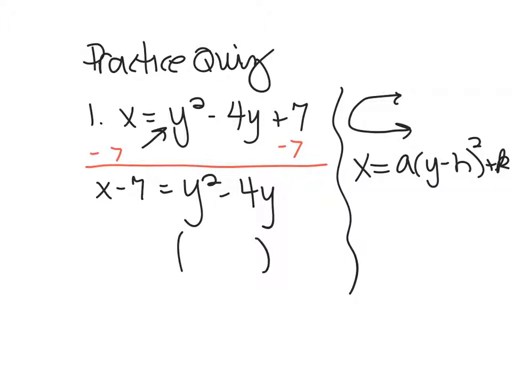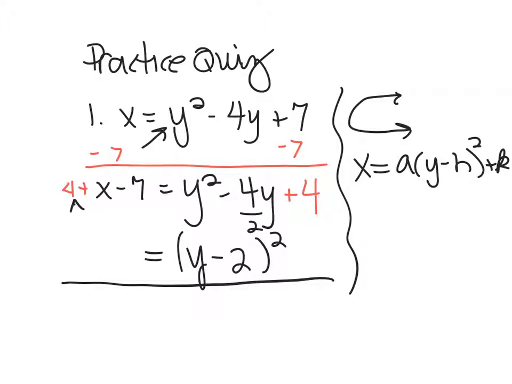We're going to complete the square by taking half of the linear term. So then this is going to be y minus 2 quantity squared. In order to complete the square, we need to square half of our linear term, and we get plus 4, and we're going to add plus 4 to the other side. Okay?